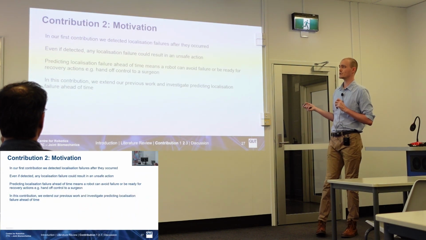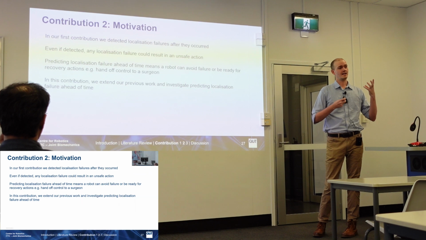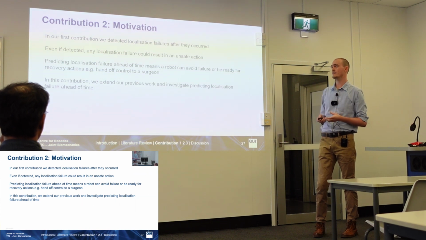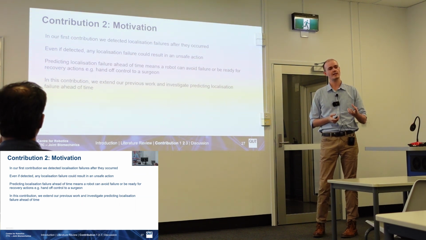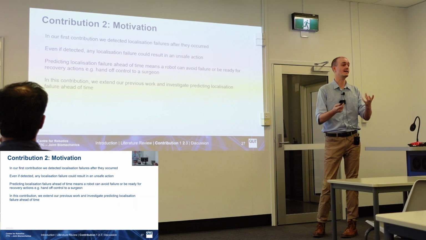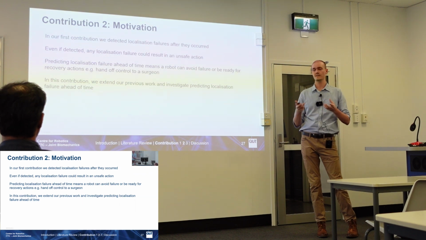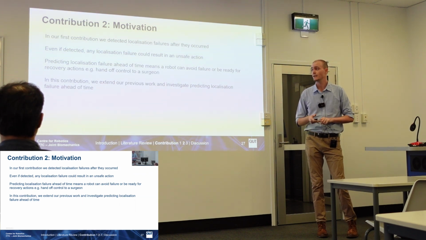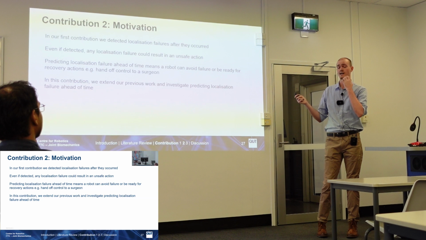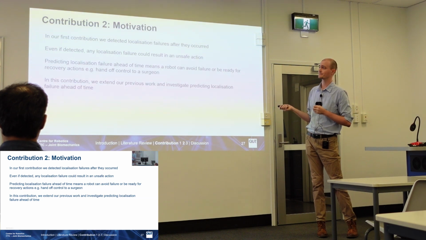So in our first contribution, we detected localization failures after they occurred. However, even if they're detected, any localization failure has the potential to result in an unsafe action for a robot. If we can predict localization failures ahead of time, we have the opportunity to change the behavior of a robot so that it never reaches that failure, or at least have the robot ready to undertake some kind of recovery action, for instance, handing off control to a surgeon. In this contribution, we extend our previous work on heuristic-based self-assessment, and this time use it to predict when localization failures are likely to occur before we actually reach that point.